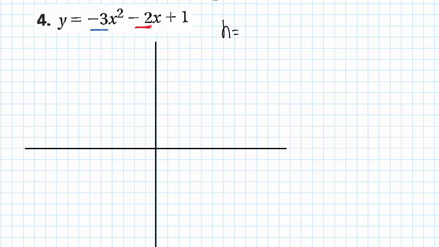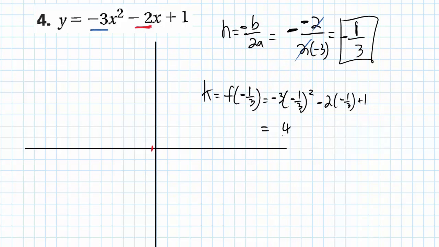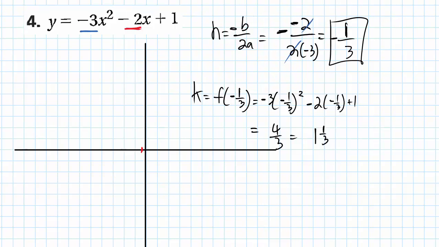Number 4, it's in standard form, just like number 1 was. So I'm going to use the h equals negative b over 2a, h again being the x coordinate of the vertex. So here, my x coordinate of my vertex is a fraction. And again, to find the y coordinate, I just plug it into the original function. That gives me my k. And so there's my vertex right here.